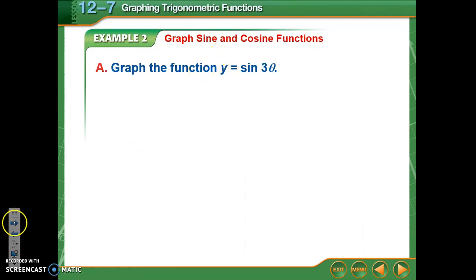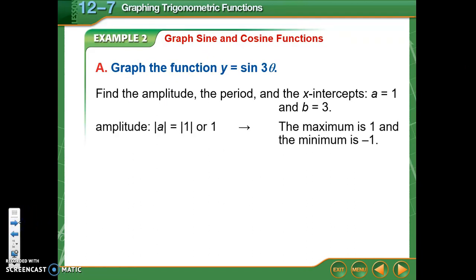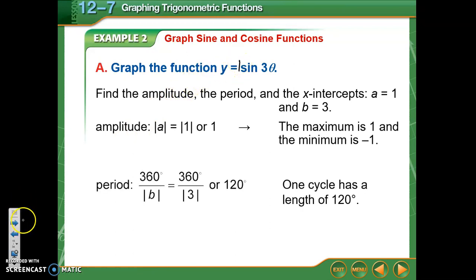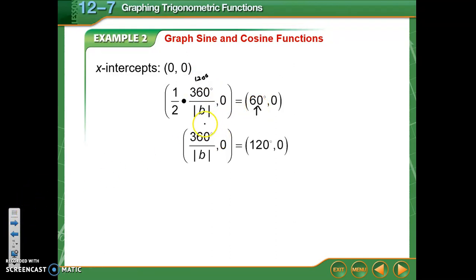So we're going to graph y equals the sine of 3 theta. In this case, we're going to find the amplitude, which is 1, because my coefficient of sine here is 1. So my maximum value will be 1 and minimum will be -1. To get the period, we do 360 degrees divided by 3, 120 degrees. And then we're going to do our intercepts. So if you look at your chart, we're doing a sine function here. So I'll have 0, 0, half of the period 0. So since my period is 120 degrees, half of that is 60. So 60 degrees, 0 will be another x-intercept. And then I do 360 degrees over b, which is the period, 0. So I'll have another point at 120 degrees, 0.